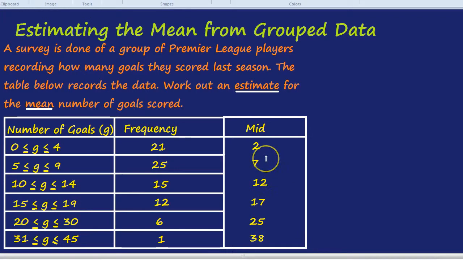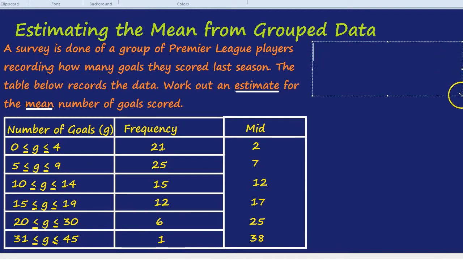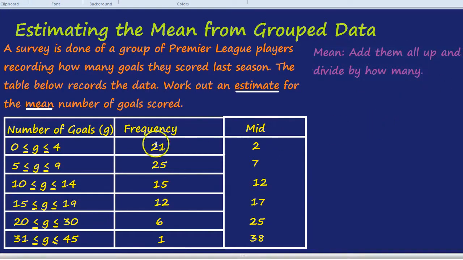Okay, fair enough, we found the midpoint, but I thought to get the mean, what we needed to do was add them all up and divide by how many? That's what I've been taught to do to get the mean. Add them all up and divide by how many? And that is exactly what we're actually going to do. The thing is, these 21 players, on average they scored 2 goals as an estimate.